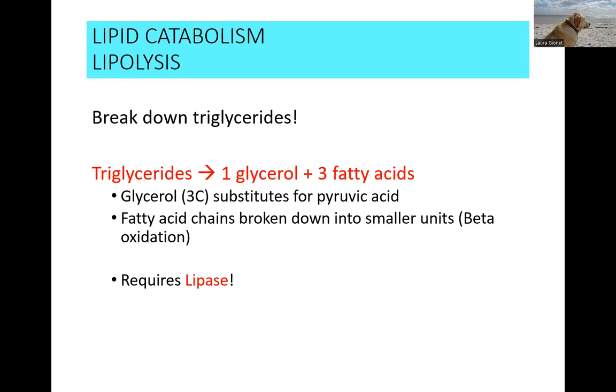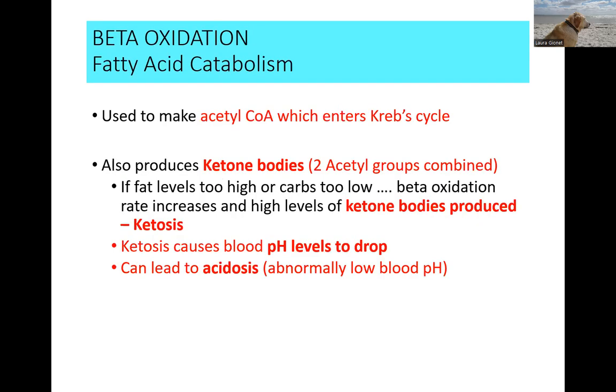Now, if you're managing your diabetes appropriately, you won't necessarily be burning a lot of these fats, but if you're not, then you can have what's called ketoacidosis. Okay, so beta oxidation, or fatty acid catabolism, is used to make acetyl-CoA, which enters into the Krebs cycle. So it has a function. This is how we're going to break down some fats and use some of it, because it is used to make acetyl-CoA, and it'll enter into the Krebs cycle right at the top where it binds with oxaloacetate. It also produces ketone bodies, so two acetyl groups combined.